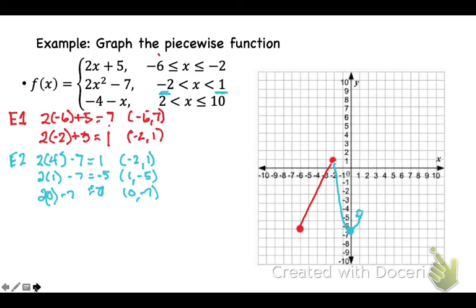Okay, so the next one, what points am I going to use there? 2 and 10. Why am I going to use 2 and 10? Because they're the endpoints of my domain, right? So equation 3, I'm going to have negative 4 minus 2, which is negative 6, right? So 2, negative 6. And then, why am I picking 10? Because it's the end. Because it's the upper, right? So I get 10, negative 14.